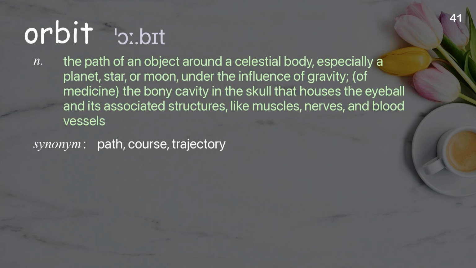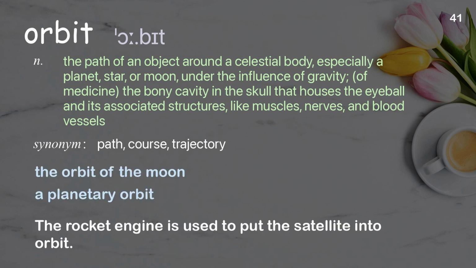Orbit. The path of an object around a celestial body, especially a planet, star, or moon, under the influence of gravity. In medicine, the bony cavity in the skull that houses the eyeball and its associated structures, like muscles, nerves, and blood vessels. Examples: the orbit of the moon, a planetary orbit. The rocket engine is used to put the satellite into orbit.